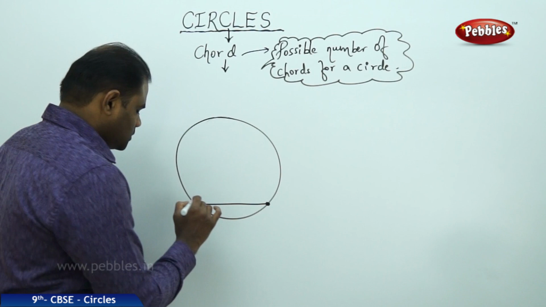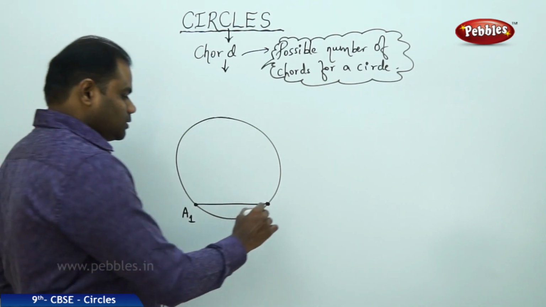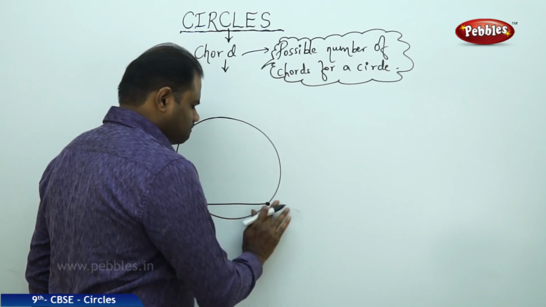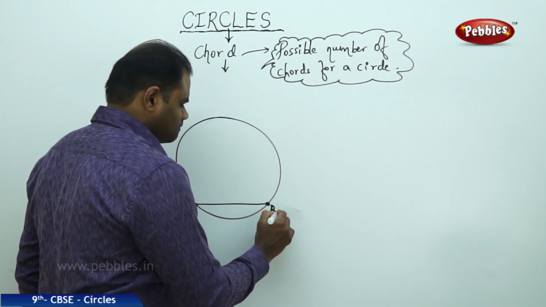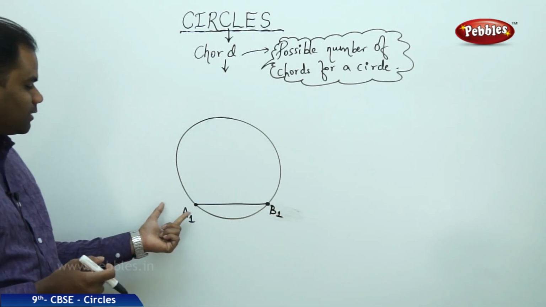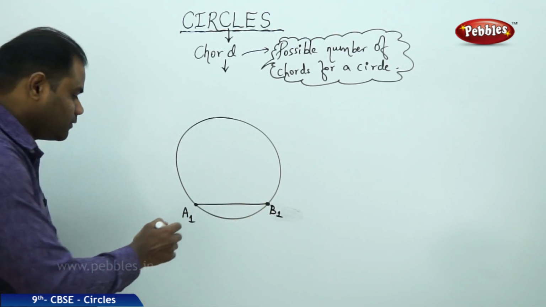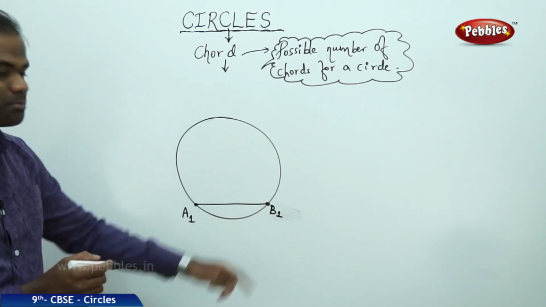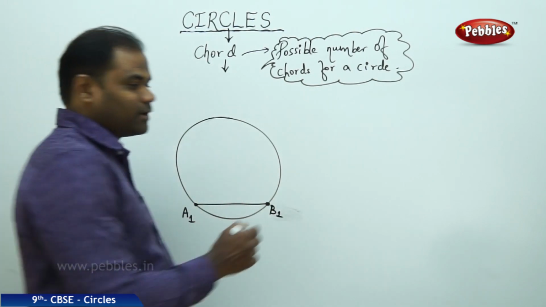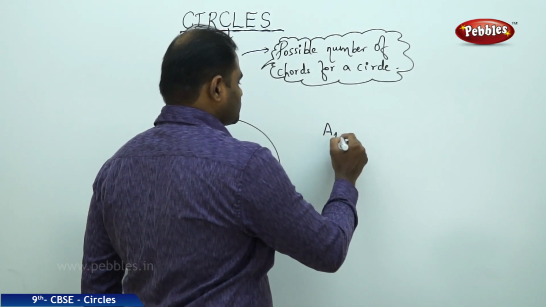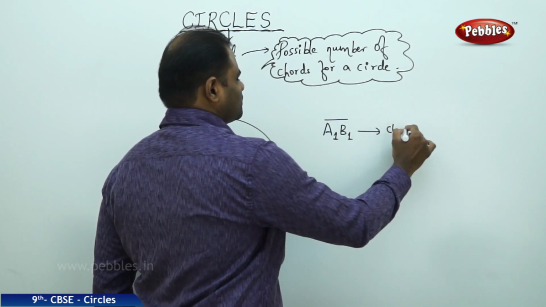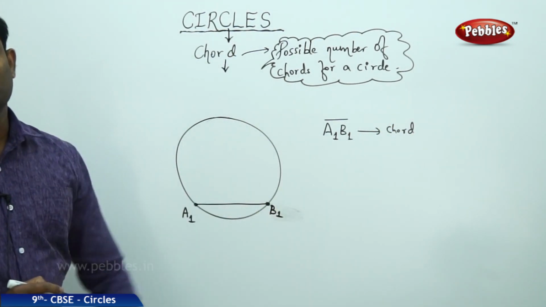So I denote this point with A1 and this point with B1. So this chord is obtained when I join the points A1 and B1 on the circle. A1 is a point on the circle and B1 is a point on the circle which is joined. So the line segment A1B1 defines one of the chords.